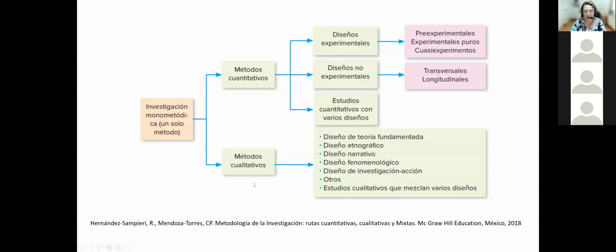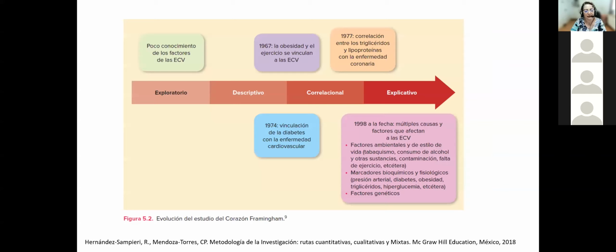So what we're currently doing is designing different approaches such as grounded theory design, ethnographic design, narrative design, phenomenological design, action research design, or designs that put together different types of designs from the perspective of the qualitative approach. For instance, you can see on the screen the approach that we could give to a heart disease study, a Framingham study, in a subgroup population from the United States.